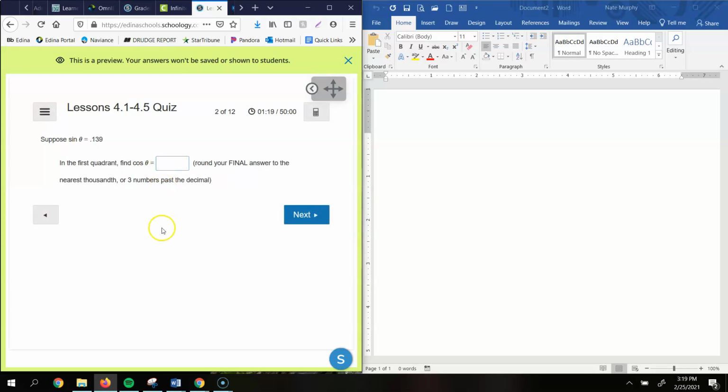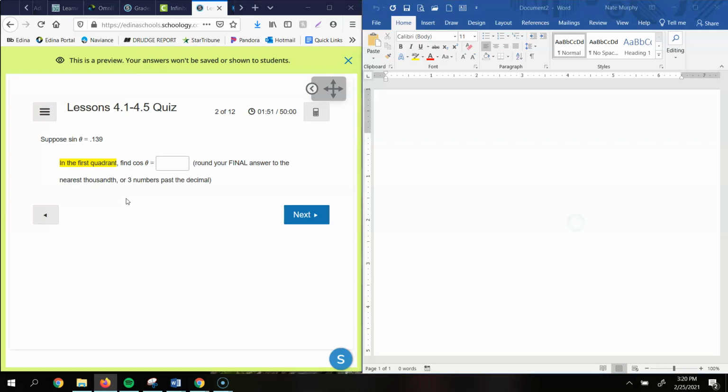So this one says, suppose sine of theta is 0.139 in the first quadrant, find the cosine of theta. And the reason why this portion is in here, talking about the first quadrant, remember, in the first quadrant, everything's positive. So when we get our answer, technically we would have two solutions, a positive and a negative, because we're going to have to use the Pythagorean identity theorem to be able to find this value for cosine. But since we're dealing with the first quadrant, all I care about is the positive value.